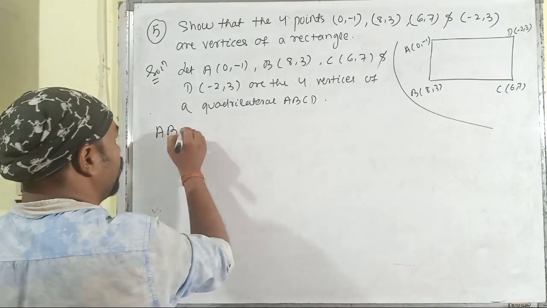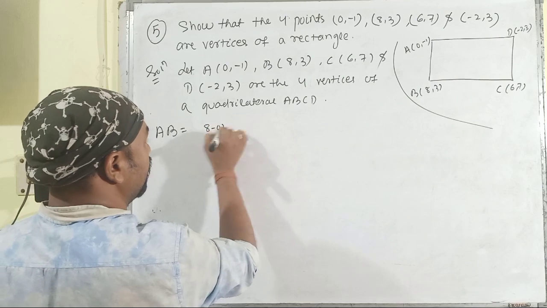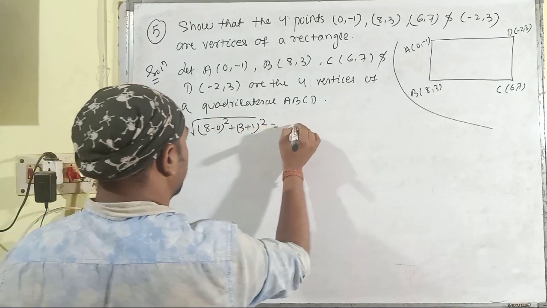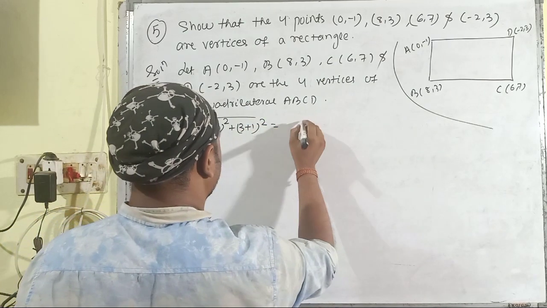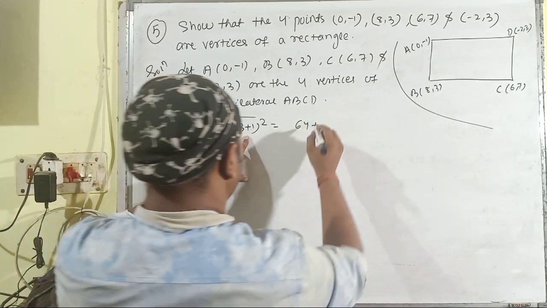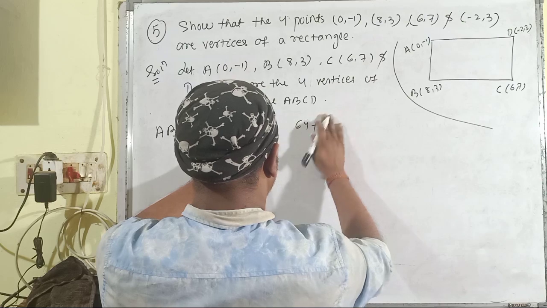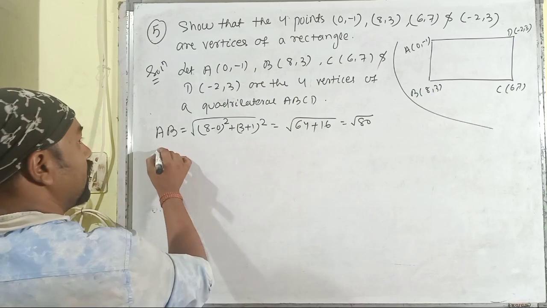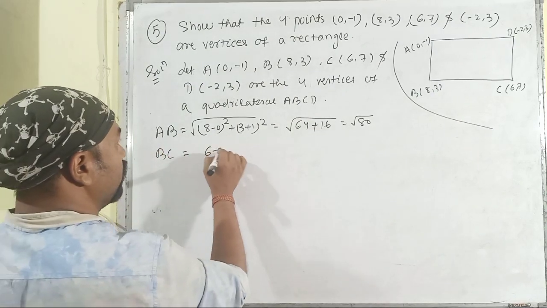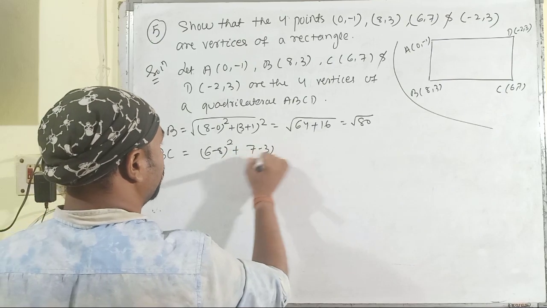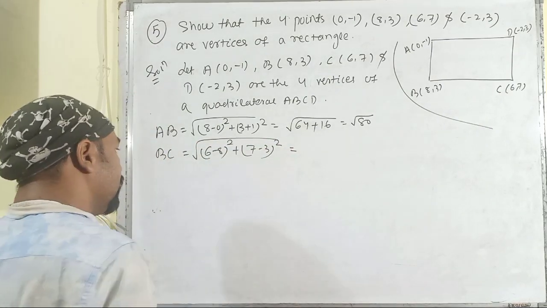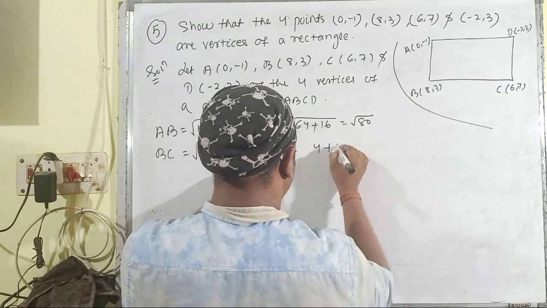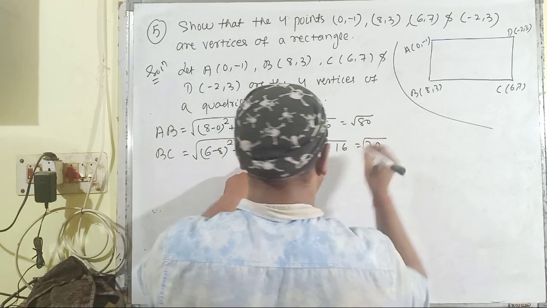So AB is equal to square root of whole square of 8 minus 0 plus whole square of 3 plus 1. So it is 64 plus 16. This is square root of 80. Then BC, it is whole square of 6 minus 8 plus whole square of 7 minus 3. So it is whole square of minus 2, it is 4, and whole square of 4, it is 16. That means it is square root of 20.